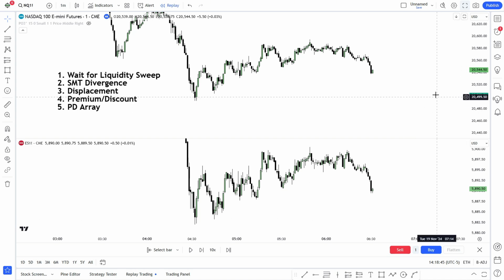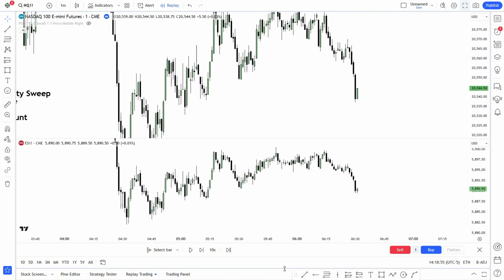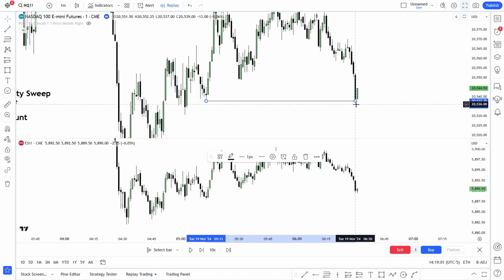Alright guys, so now I'm on the 1 minute on NQ and ES. I'll be looking to take my trade based off NQ. Okay, so let's go. First off, we need to wait for a liquidity sweep. So let's mark out our pool of liquidity. Has it been swept? Yes or no? So right here, you can clearly see a nice pool of liquidity that has been swept.